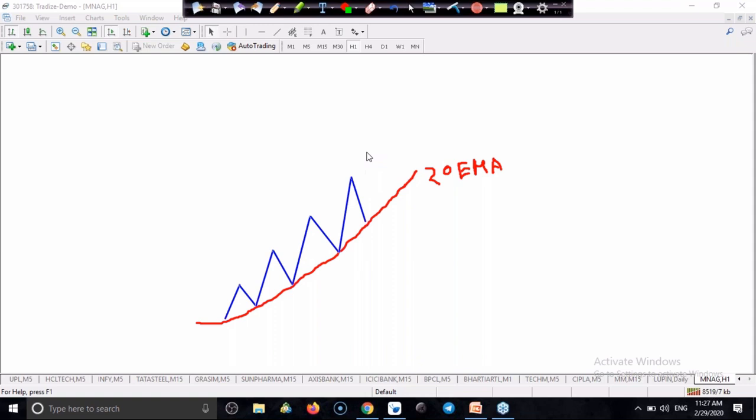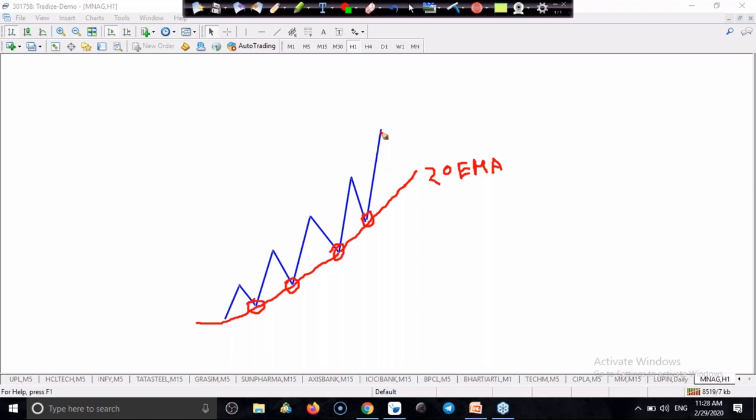Yeah, all right, so just a minute. Now you can see, suppose price is respecting moving average 20. First we have seen that was a buy, they are bouncing from 20. All right, they are bouncing from 20.